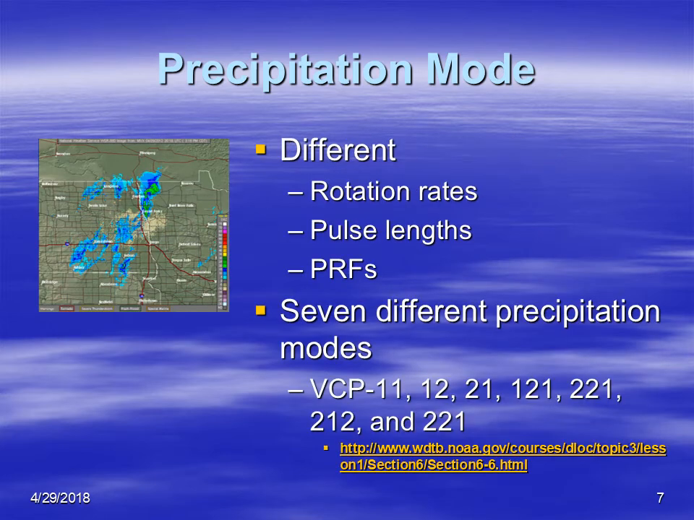As mentioned earlier, the rotation rate is much faster. The pulse lengths are a lot shorter. You don't need to send out as much power because the targets that are out there are reflecting a lot of radar signal. So they're much stronger returns, so you don't need as much power. And they adjust also the PRFs. So there are 7 different VCPs that are used for precipitation mode. If you want more information on each one, you can go out to the National Weather Service, their training center. They have a link at the bottom you can click on, and it'll provide you much more information on their VCPs.